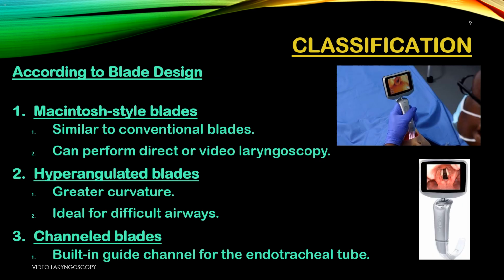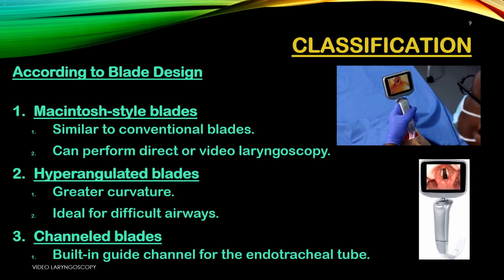1. Macintosh style blades. Similar to conventional blades. Familiar curve and feel. Easy transition for anyone trained on direct laryngoscopy. Can perform direct or video laryngoscopy. Versatile. Use it like a normal blade, or flip to the camera for a better view.